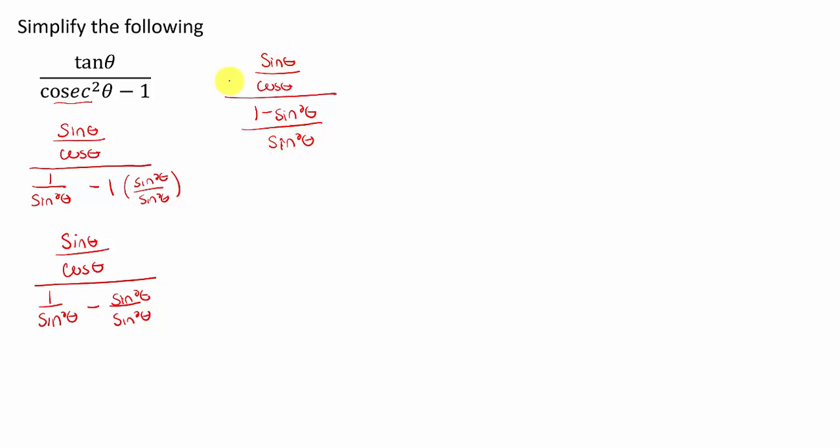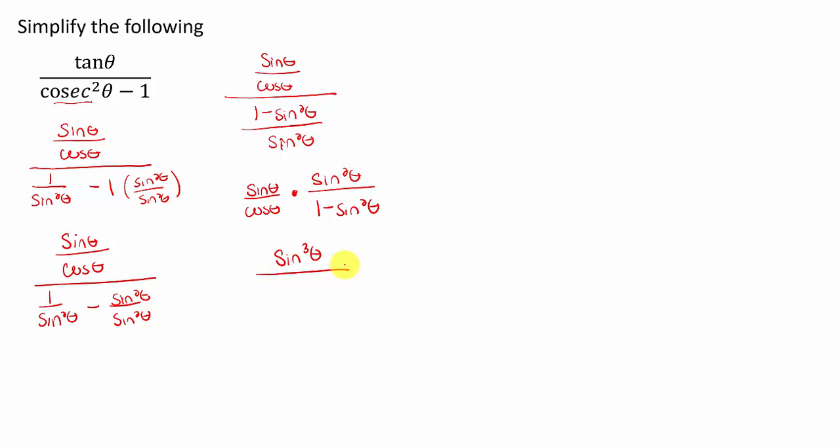Now I have a fraction divided by a fraction, and we know that when we have that, we can multiply by the reciprocal of the bottom. So I'm going to leave the numerator alone times the reciprocal of this fraction in my denominator. So I'm going to have sine squared theta over 1 minus sine squared theta. Now you can see on the top I have sine and sine squared, and it's multiplication. So I'm going to have sine cubed theta.